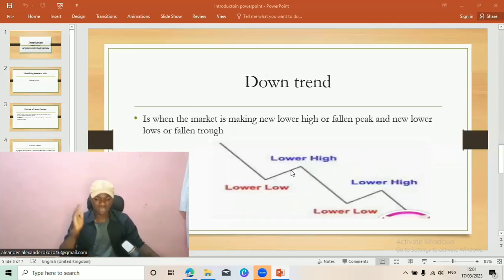Then the next one is downtrend. Downtrend is when the market is making new lower highs or falling peaks and new lower lows or falling troughs. All right. Now look at this illustration here. From up here, it came down and made a lower high and a lower low. Then it came down to a lower low, then to a lower high again, and it's going like that continuously. All right. So that is what downtrend is all about.